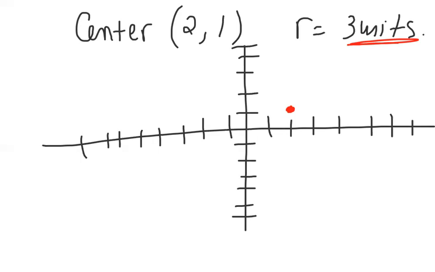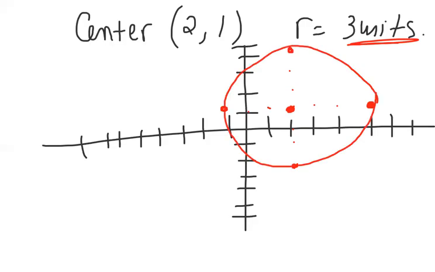So I'm going to count 3 units to the right. 1, 2, 3. Plot a point. And I'm going to count 3 units to the left along the horizontal. 1, 2, 3. Plot a point. Then from the center, I'm going to count up 3 units. 1, 2, 3. Plot a point. And from the center, I'm going to go down 3 units. That's 1, 2, 3. Plot another point. And so, guys, all 4 of these points are along the circle. So this is what my circle would look like.